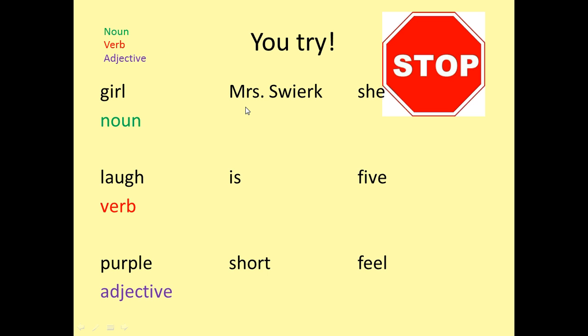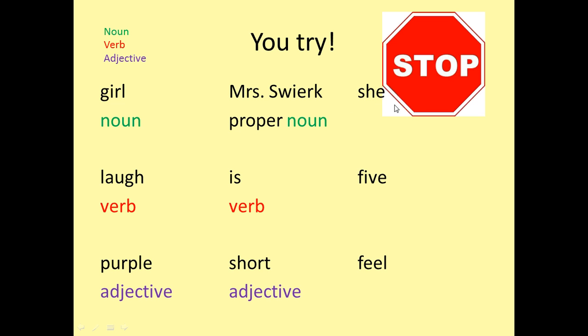Mrs. Swerk is a noun. If you said proper noun, you're even more correct because it gives the name of a person. See the capital letters? Try is. Is a verb. Try short. Short is an adjective. It describes a noun, like girl, the short girl.